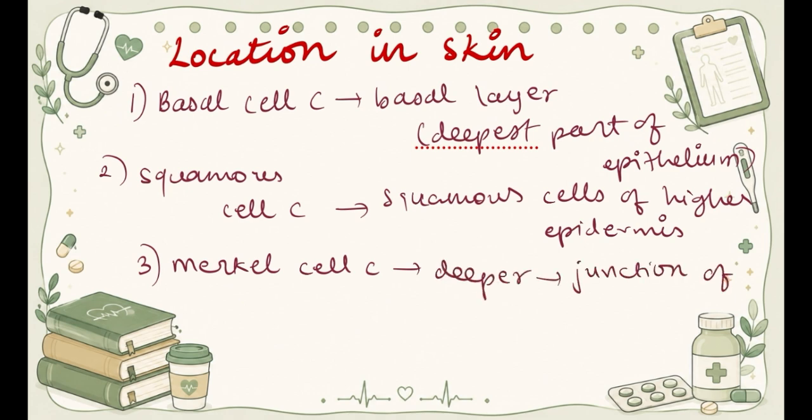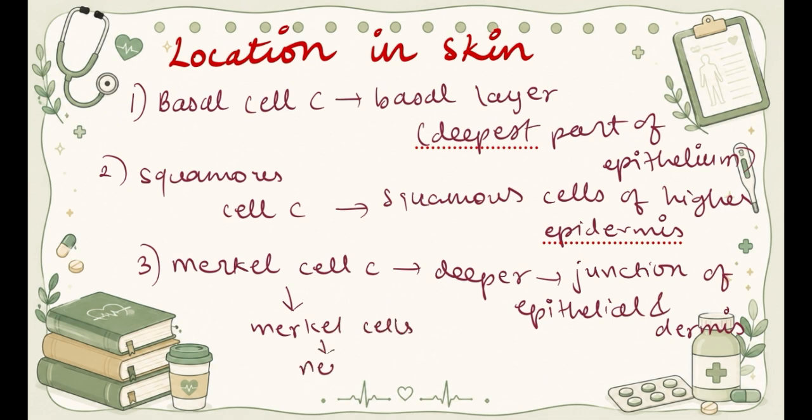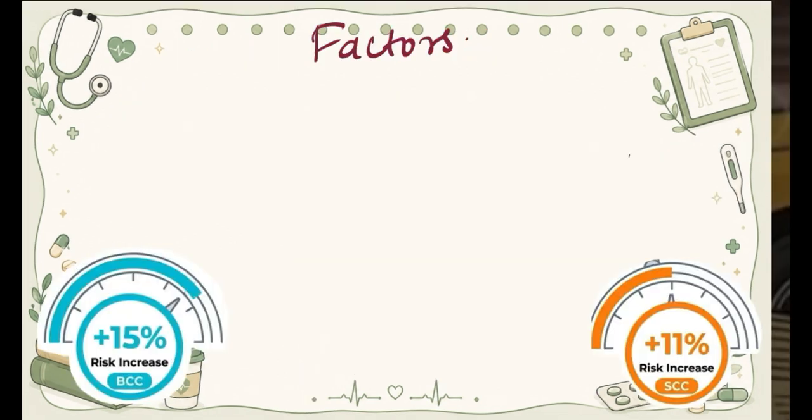Finally, we have Merkel cell carcinoma, or MCC. This one starts much deeper, right near the junction where the epidermis meets the dermis. It specifically involves the Merkel cells. These are unique neuroendocrine cells that are actually related to your sense of touch. So each cancer has a very distinct physical starting point.